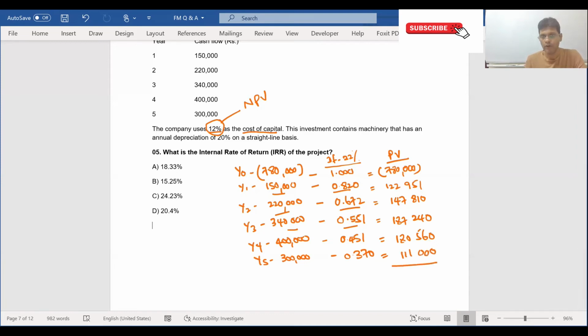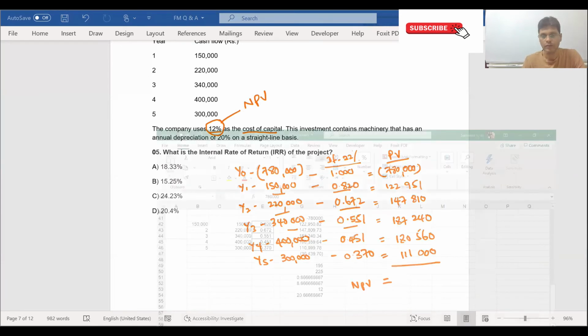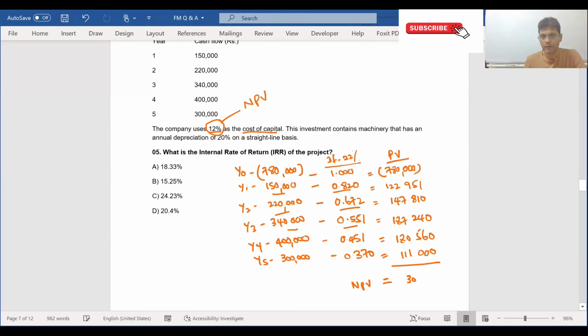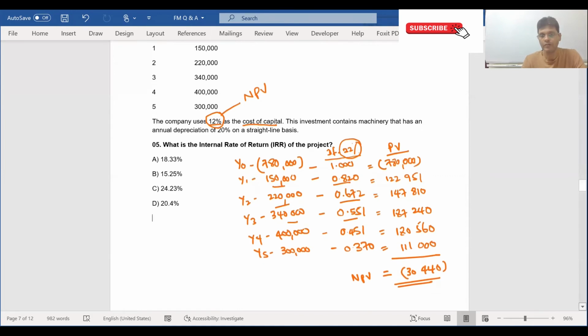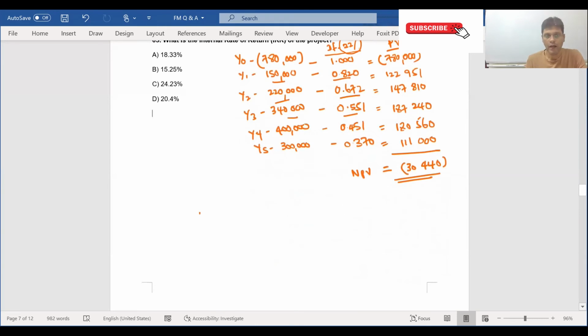So our net present value, when you take the total, NPV will be how much? That will be minus 30,440. It will be a minus figure. Okay, so that is the net present value at 22%. Now we have two net present values, at 12% and 22%.